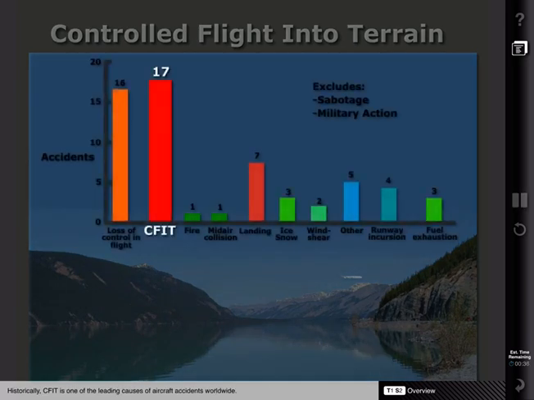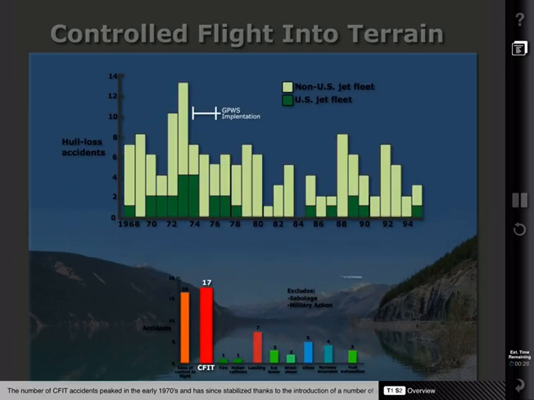Historically, CFIT is one of the leading causes of aircraft accidents worldwide. The number of CFIT accidents peaked in the early 1970s and has since stabilized thanks to the introduction of a number of safety improvements, including Ground Proximity Warning Systems, or GPWS, crew training on CFIT and terrain awareness, crew training specific to special use airports in mountainous terrain, and improved air traffic control altitude warning systems.